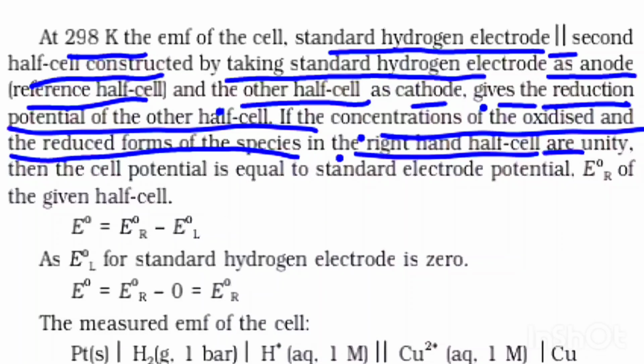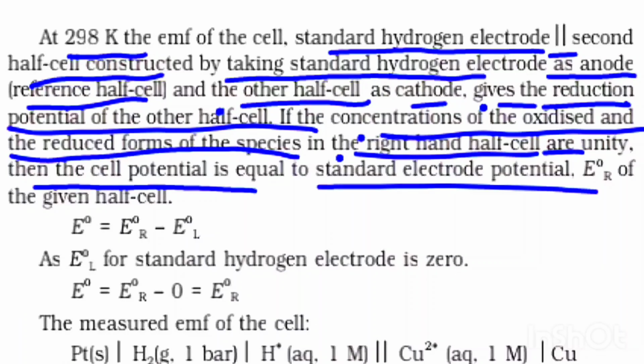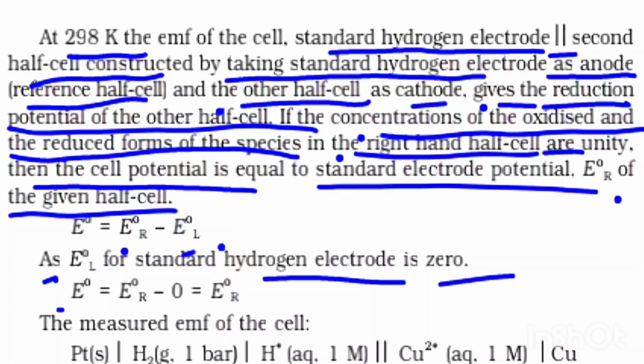If the concentrations of the oxidation and reduction forms of the species in the right hand half cell are unity, the half cell potential is equal to the standard electrode potential E naught R of the given half cell. E naught cell equals E naught R minus E naught L, and as E naught L for the standard hydrogen electrode is 0, E naught cell equals E naught R minus 0, which equals E naught R.